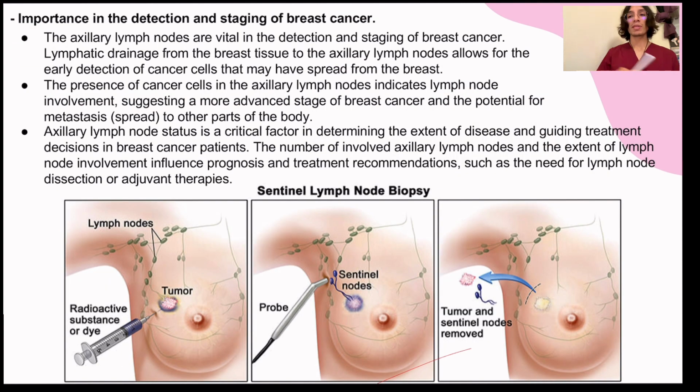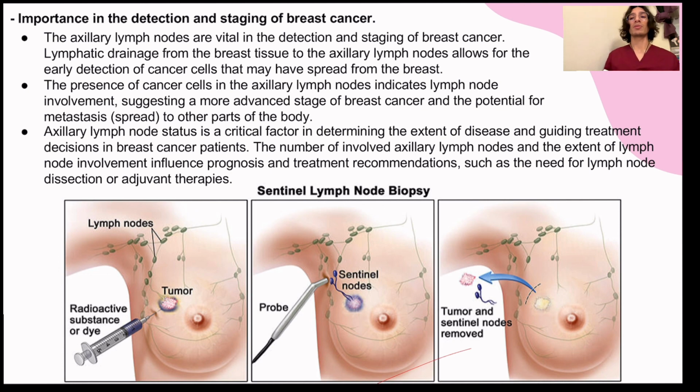Okay, importance in detection and staging of breast cancer. The axillary lymph nodes are vital in detection and staging of breast cancer. Lymphatic drainage from the breast tissue to the axillary lymph nodes allows for the early detection of cancer cells that may have spread from the breast. The presence of cancer cells in the axillary lymph nodes indicates lymph node involvement, suggesting a more advanced stage of breast cancer and the potential for metastasis to other parts of the body.